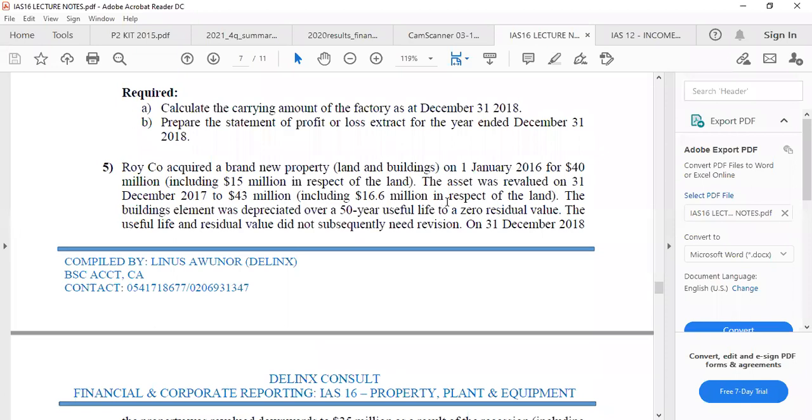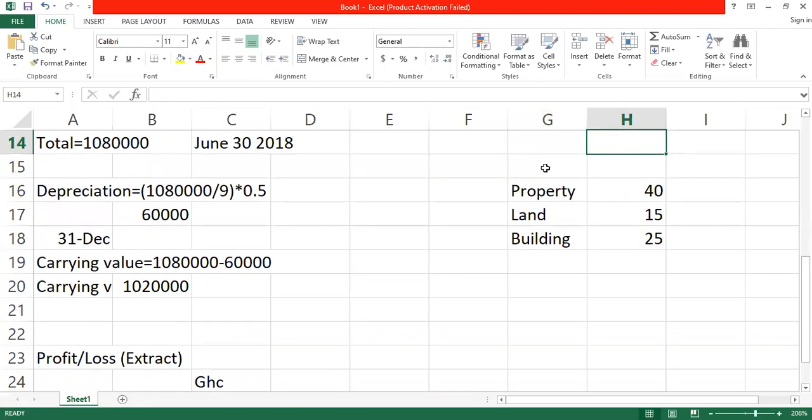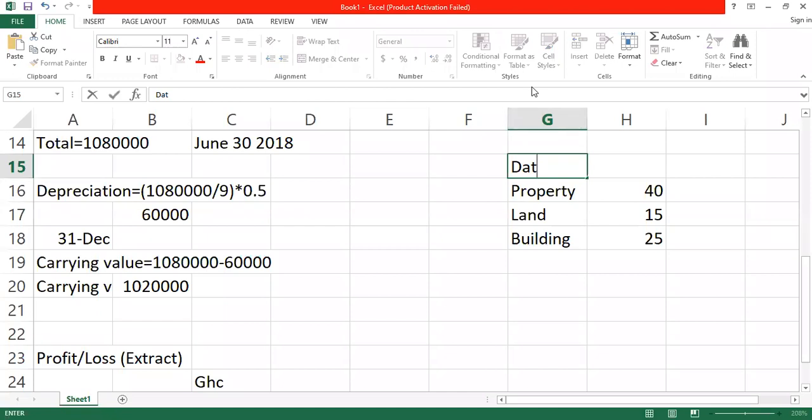So they are saying that the asset was revalued on 31st December. We have to know our value as at the date of that particular period. The building element was depreciated over a useful life to a zero residual value. It means that from the date of acquisition to the date of revaluation, the building has been used for 2 years. So you have to find the depreciation on the building. The useful life is 50 years.